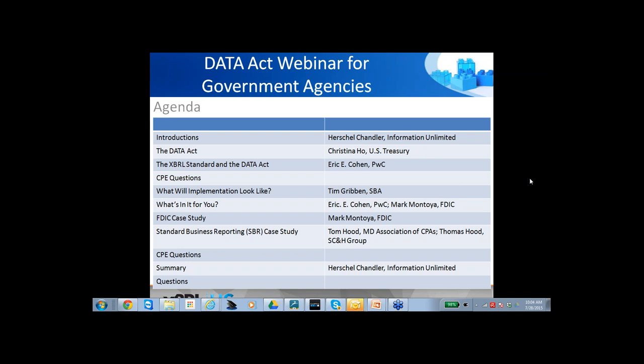Tom and Thomas Hood will then offer a case study in standard business reporting. Tom Hood is CEO of the Maryland Association of CPAs and the Business Learning Institute. Tom has been advocating for XBRL and the concept of standard business reporting for more than a decade. The Maryland Association of CPAs case study of their XBRL Global Ledger implementation was featured in the Journal of Accountancy and instrumental in the testimony before the House of Representatives in the passage of the Data Act.